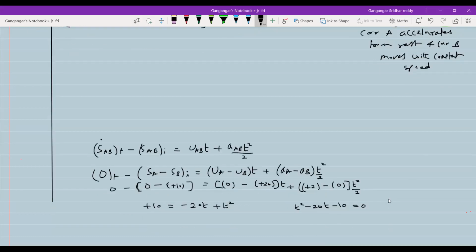20.5 seconds. Two times will come, no? One is negative, sir. Okay, give that negative value also. Sir, 10 plus or minus root 110. 10 plus or minus root 110, sir. 110 seconds. So I should go for the positive time only. Negative time is not defined, no?